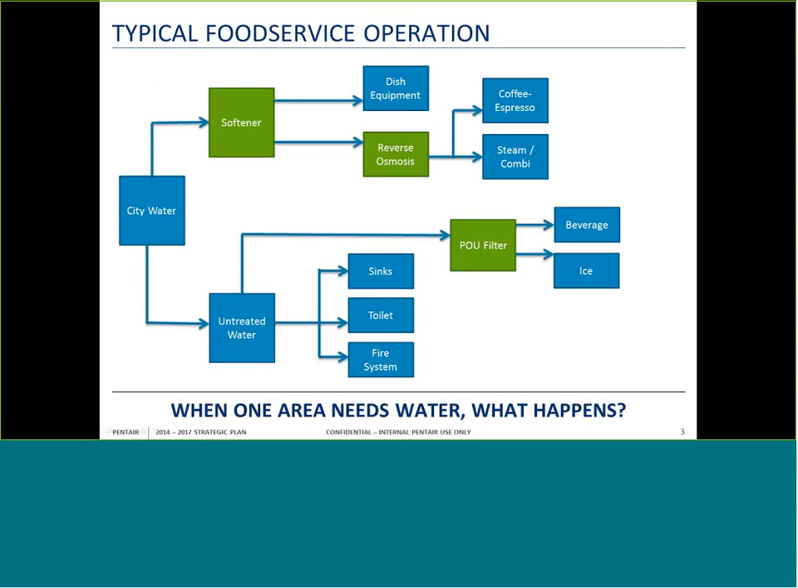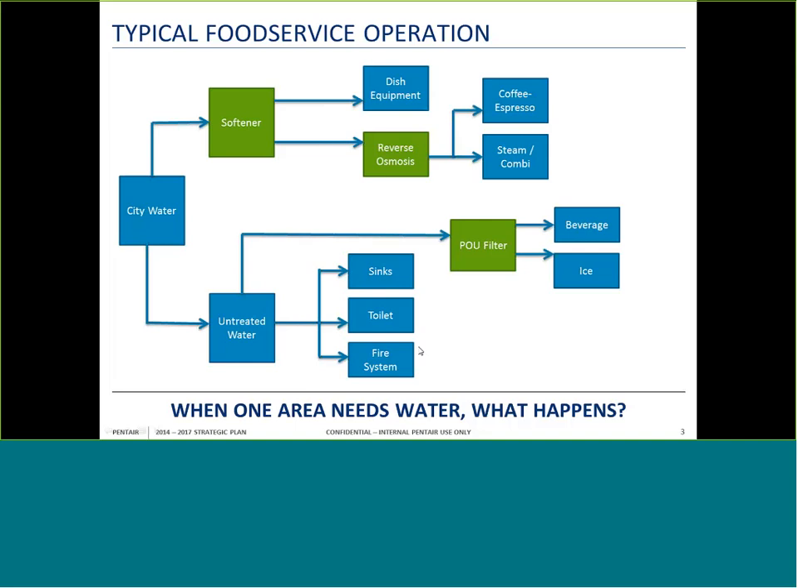So what happens when water in one of these areas demands water? What happens to the rest of it? Well, that can create a chain effect through the entire system, dropping pressure in all the other applications, impacting their function. So, sources of low water pressure or poor water pressure and flow in a building.